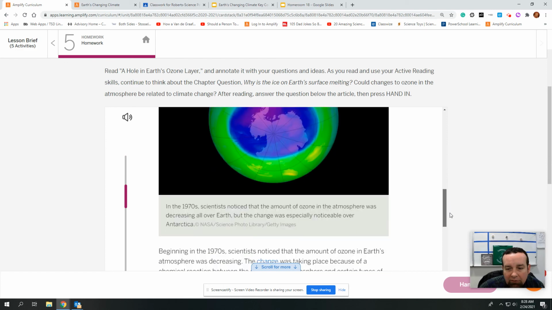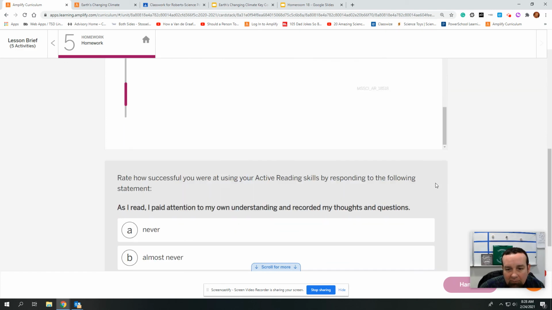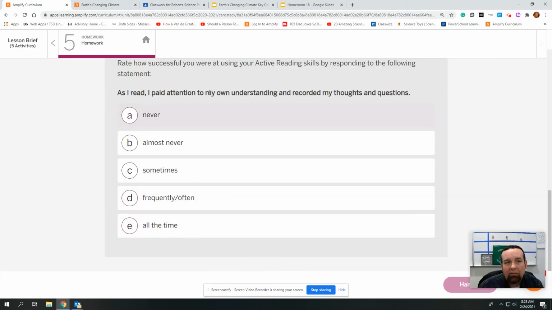So friends, read this article, answer the question at the bottom, right? And then push the hand in button, and then you are done.